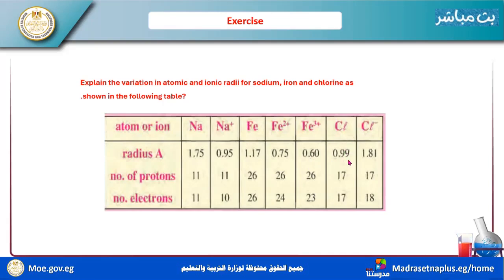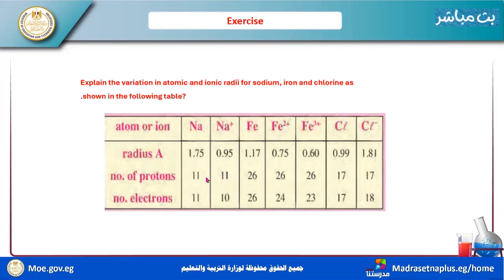Cl is 0.99, Cl negative is 1.81. What's happening here? The radius of Cl negative is greater than its atom. Why? Because when chlorine gains 1 electron, the repulsion force increases. So we can conclude that a negative ion has a radius greater than its atom, but a positive ion has a radius less than its atom.